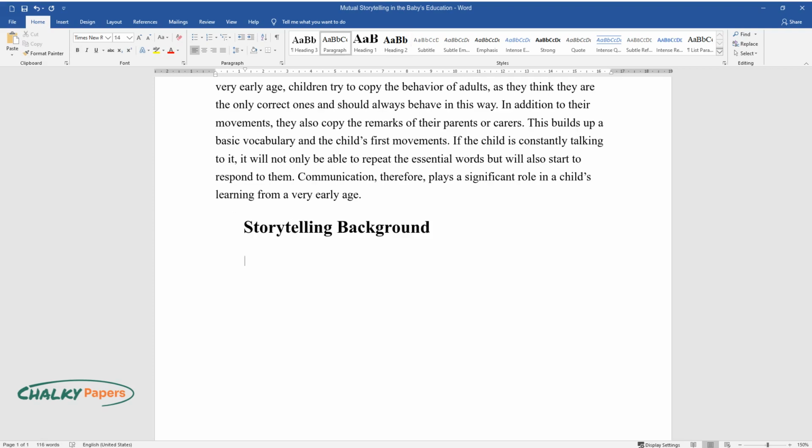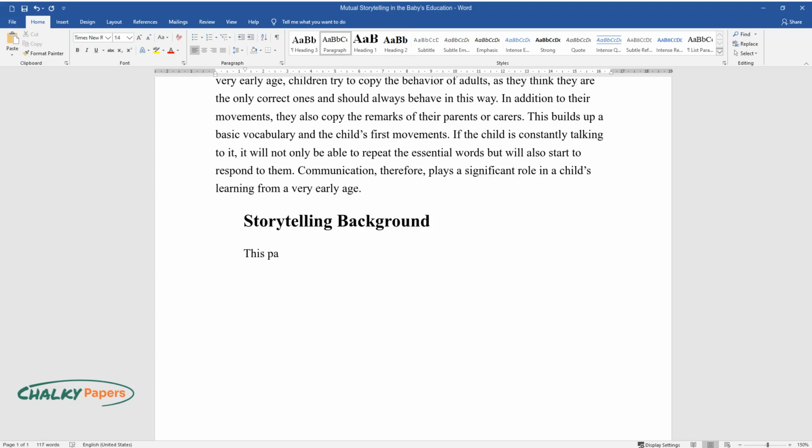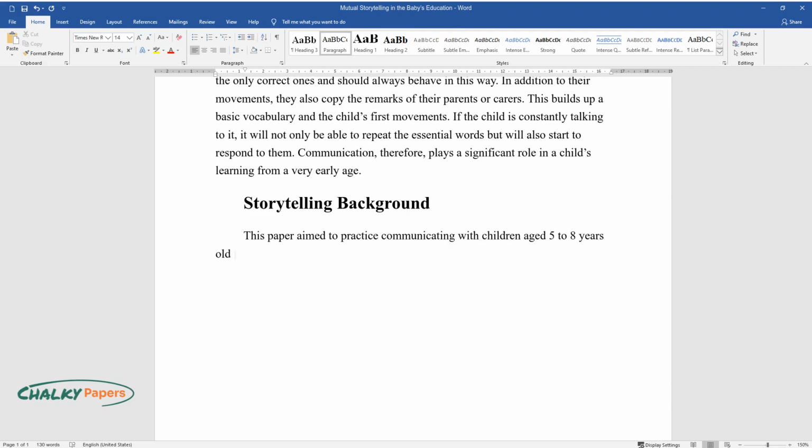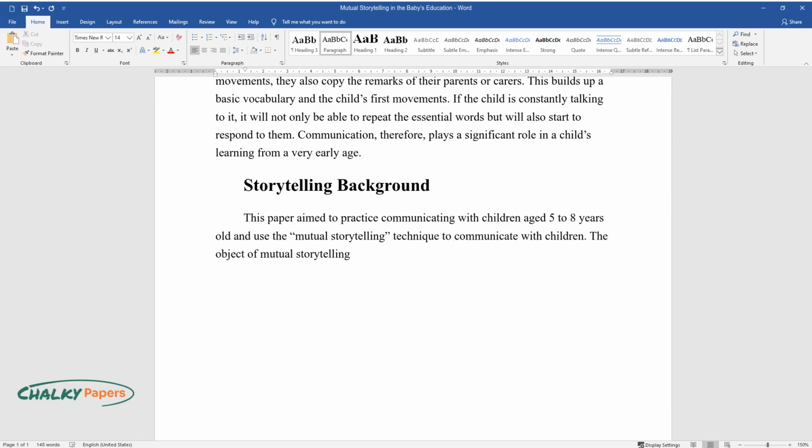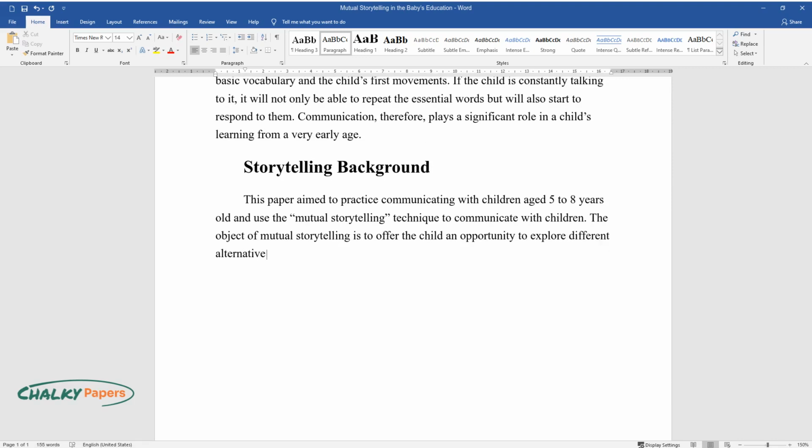Storytelling background. This paper aimed to practice communicating with children aged 5 to 8 years old and use the mutual storytelling technique to communicate with children. The object of mutual storytelling is to offer the child an opportunity to explore different alternatives in a neutral communication process with a helping person.